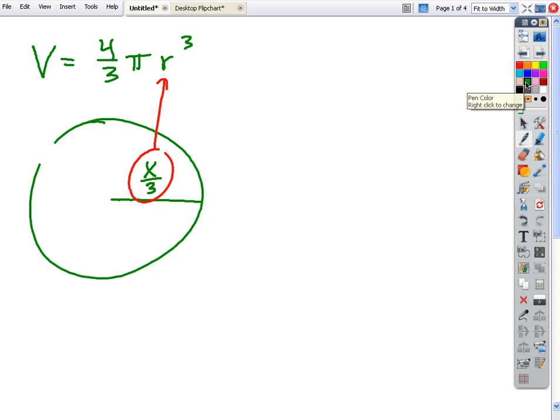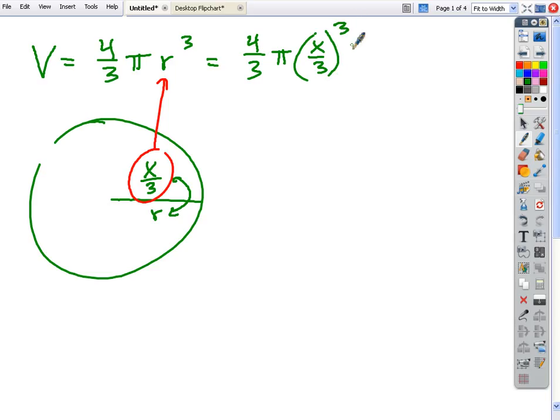What do you think? This is the radius, right? Of the sphere. Plug it in. Yeah. So we're going to plug in the quantity x over 3 for r in this formula. So 4/3 times pi times the quantity x over 3 cubed. Okay, now what do we do with that?